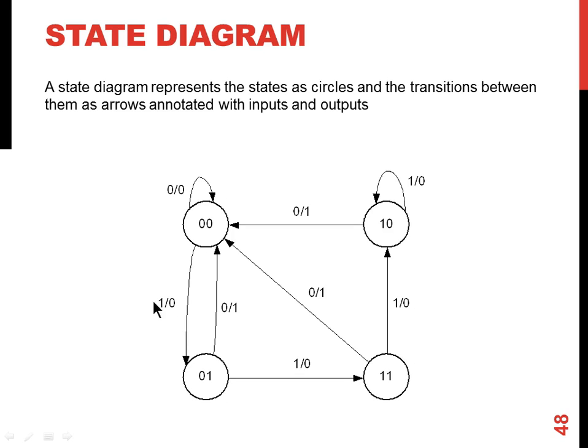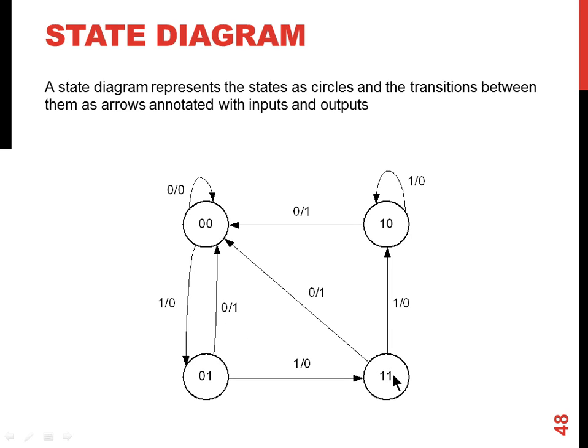So if input is 1, it will go to state 1. Again, if input is 1, it will go to state 3. If input is 1, again, it will go to state 2. If input is 0, it will go back to state 0. The first part is input, the second part is output. Now when it goes from state 0 to state 1, input should be 1. If input is 1, it will go to state 3 and output will be 0. If input is 0 here, it will go back to state 0 and output will be generated as 1.